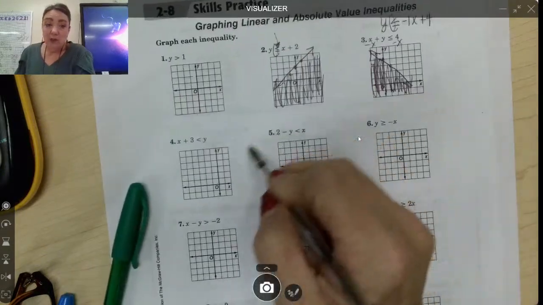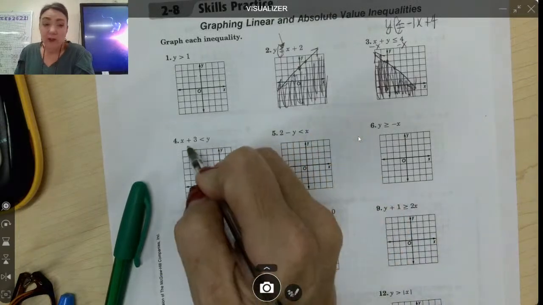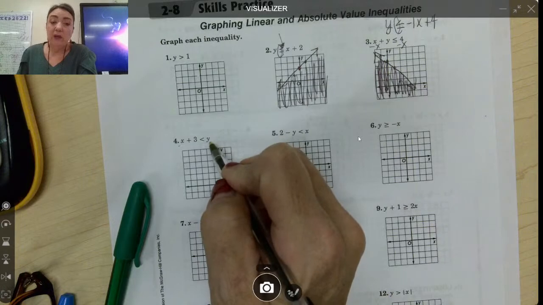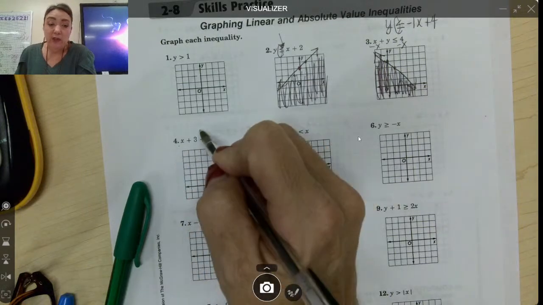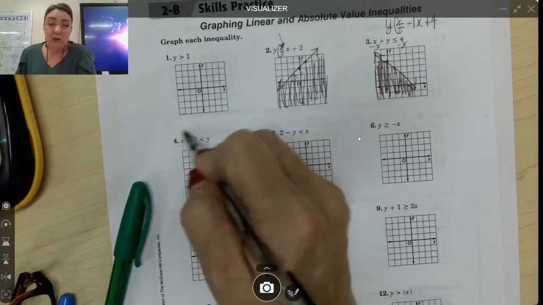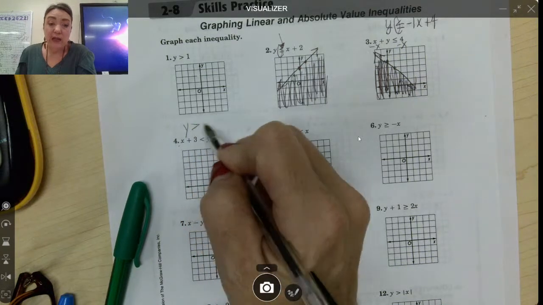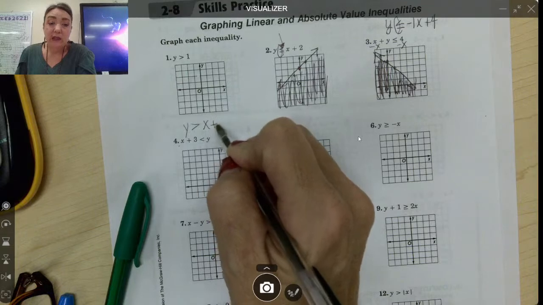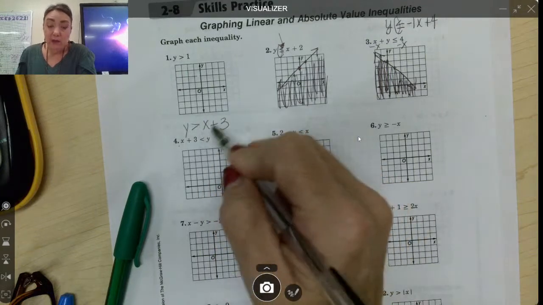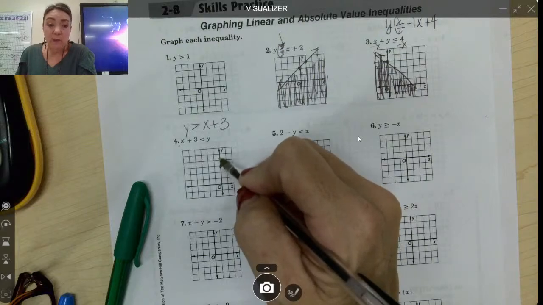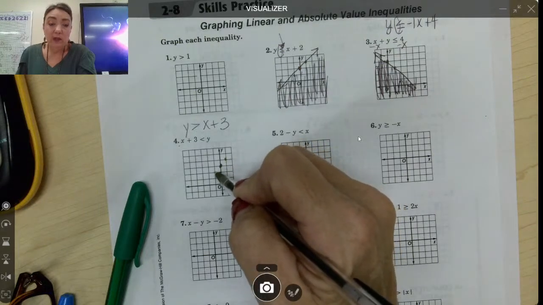So if we look at this one, we need to put it in slope-intercept form first. Well, it actually is already in slope-intercept form. If you need to rearrange this where y is on this side so that makes more sense to you, you can do that. Just make sure you keep your sign pointed the right direction, like so. So our y-intercept here is 3: 1, 2, 3. Our slope is up 1 over 1, or down 1, left 1.